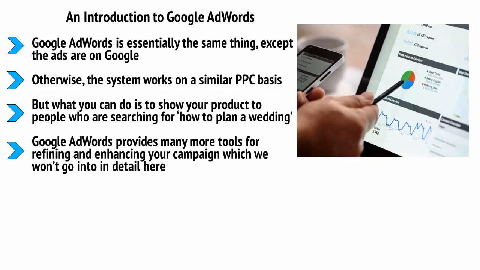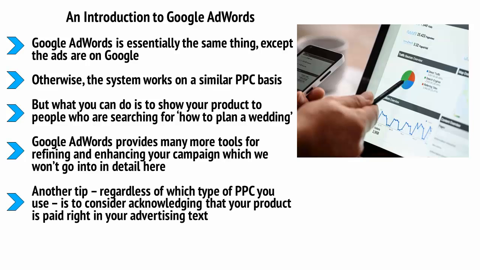Google AdWords provides many more tools for refining and enhancing your campaign, which we won't go into detail on here. But one example is the option to use negative keywords, terms that you want to exclude people from seeing your ads. For example, you can make sure that no one who includes the term free sees your ad, as those people are unlikely to be willing to pay for your products.